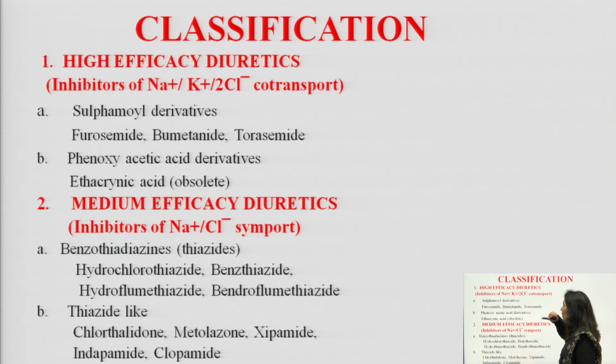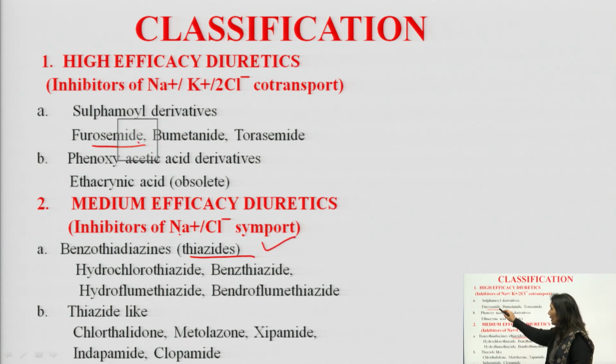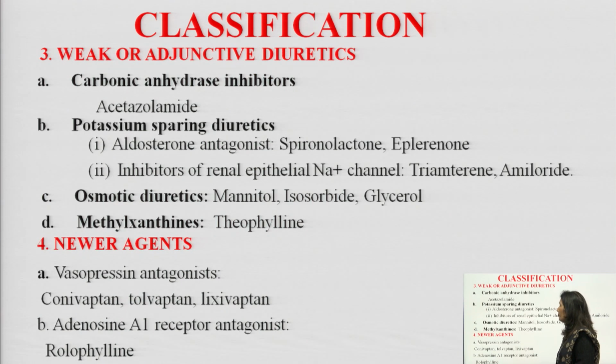Highly efficacious diuretics are inhibitors of the sodium potassium 2 chloride co-transporter. Furosemide is the prototype in this case, along with bumetanide, torsemide, and ethacrynic acid. Medium efficacious diuretics are inhibitors of the sodium chloride symporter. These are the thiazides, very important. Thiazide is the prototype here. Others are chlorthalidone, metolazone, etc.